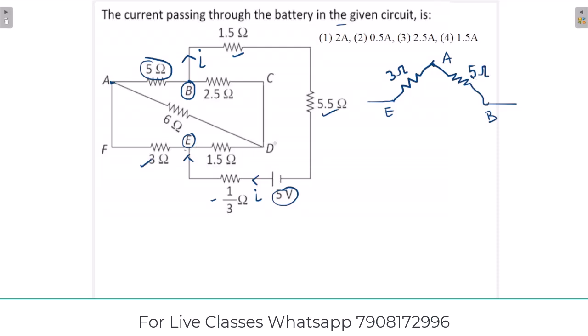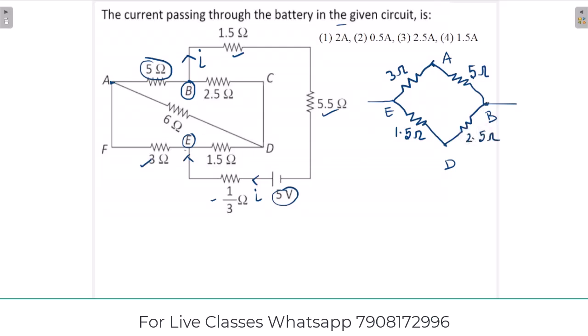Now from E to D, let's take this point as D. From E to D there is another resistance of 1.5 ohm, and D and C are the same point because there is no resistance between C and D, so the potential at C and D is the same. So D to B or C to B are the same, so between D and B there is a resistance of 2.5 ohm.